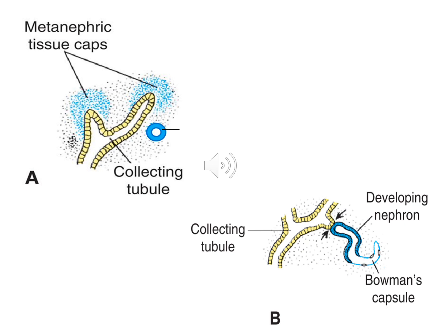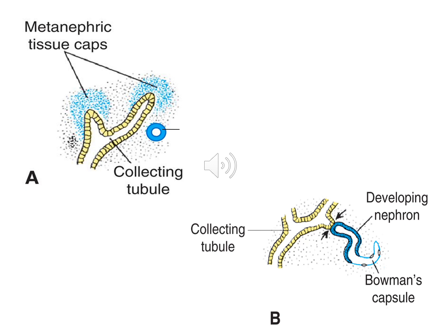Each newly formed collecting tubule, at its distal end, is covered by metanephric tissue. This region is called the metanephric tissue cap. Then, under the influence of some growth factors, these metanephric tissue caps form renal vesicles. In this picture, you can see the blue colored ring-like structures. These are the renal vesicles, and these renal vesicles later form the S-shaped tubules.